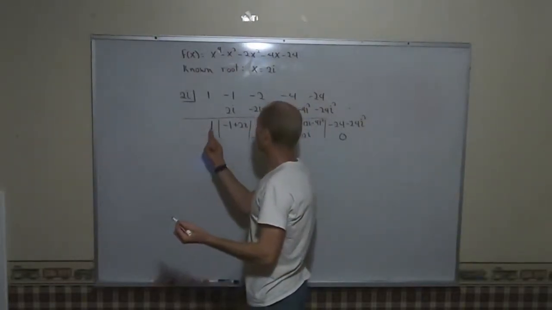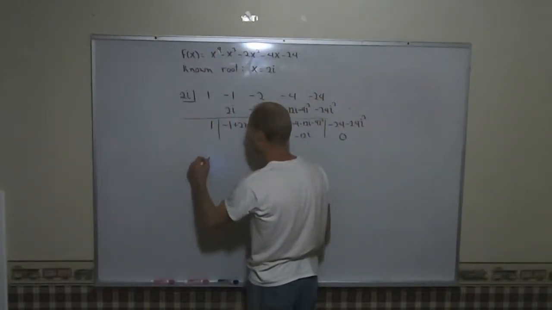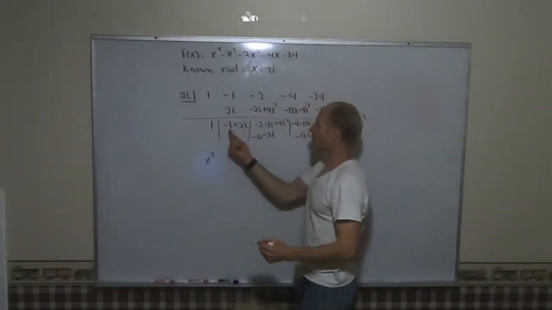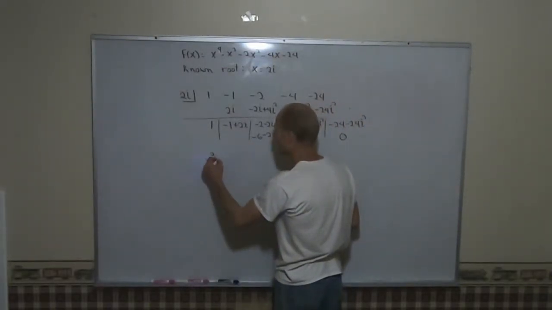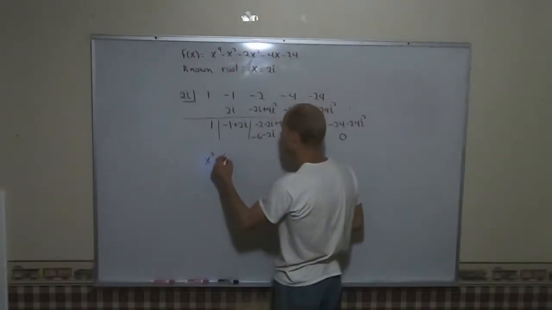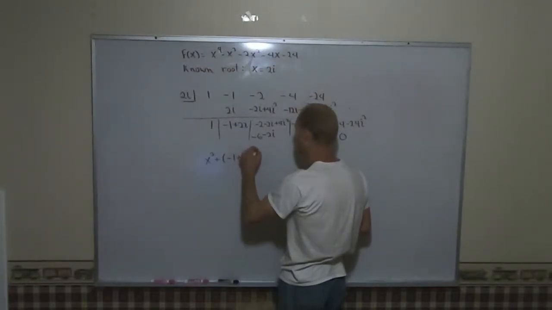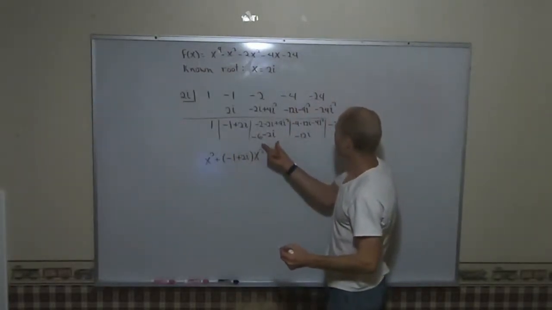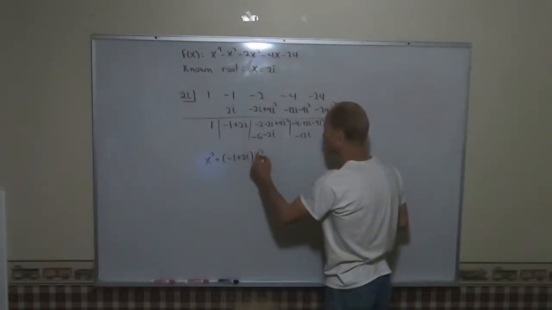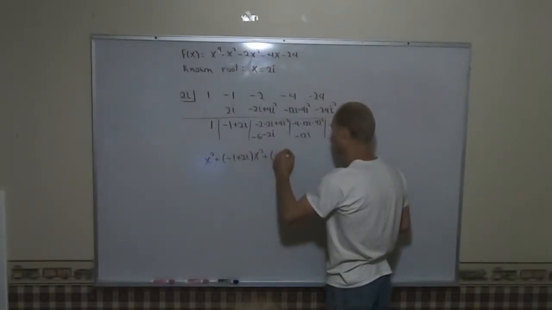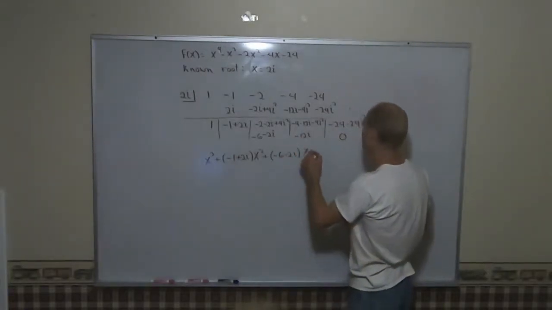So we have 1x cubed. Remember, we're dropping our power by 1. So 1x cubed. We have negative 1 plus 2i x squared. I'm just going to put plus signs and throw everything in parentheses. For our x term, we have a negative 6 minus 2i. And for our constant term, we simply have negative 12i.